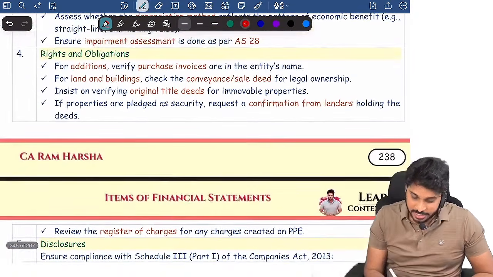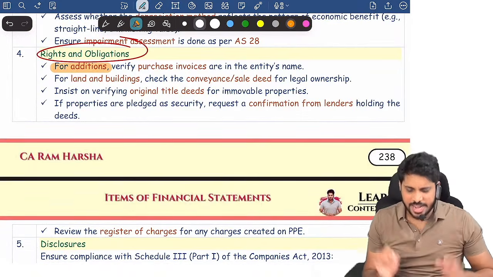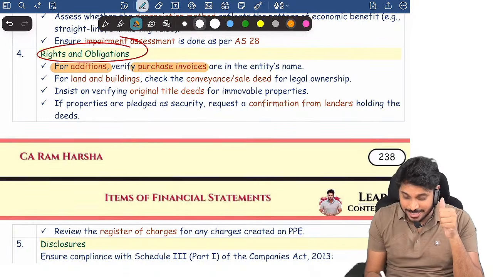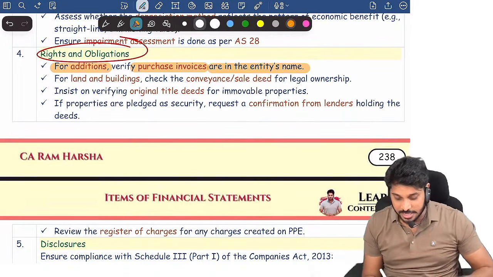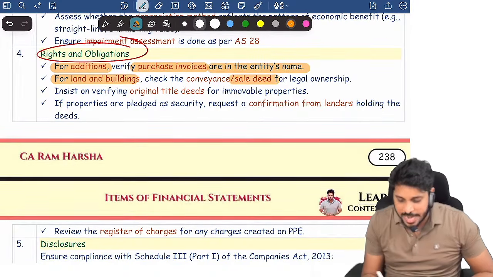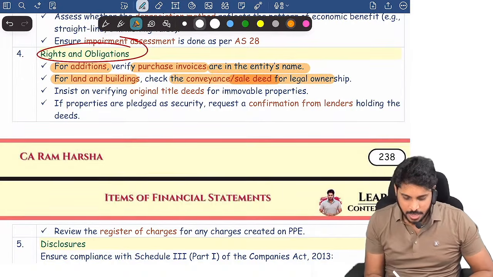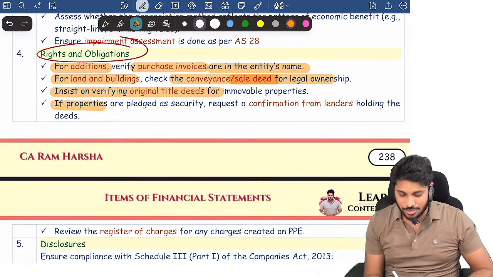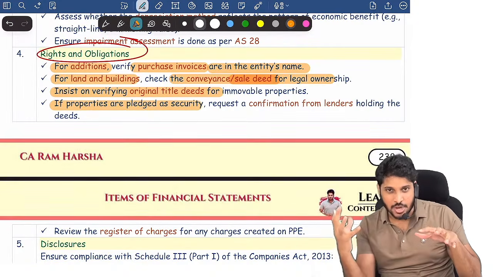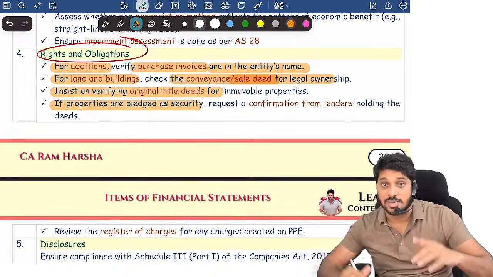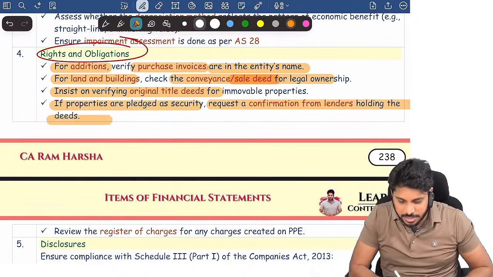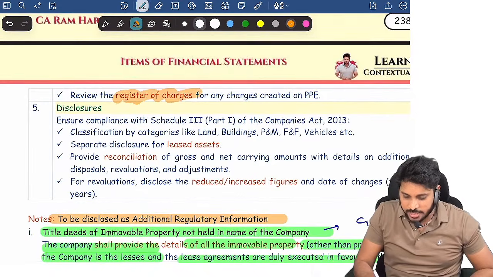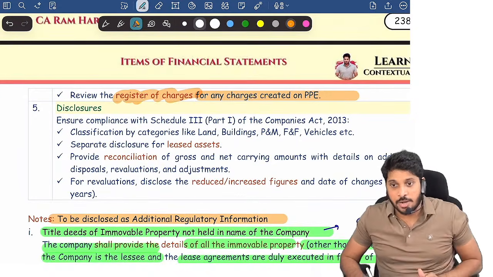Rights and obligations is important, guys. If there are any additions, suppose the company purchased some new machines during the year, look at the purchase invoices, see that they are in the name of the entity. For land and buildings, a sale deed and registration deed will be there. And verify original title deeds only. Suppose, sir, the property is pledged as security, sir, and title deeds are with the banker. Request a confirmation from the lenders that they are holding the title deeds, and review the charges register for any charge that is created on PPE.